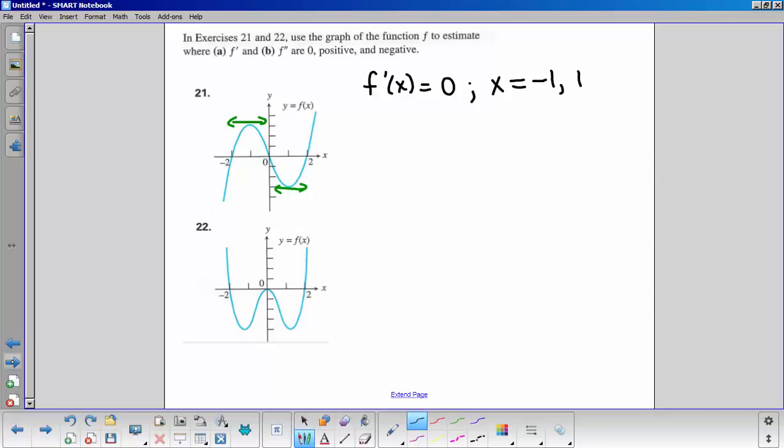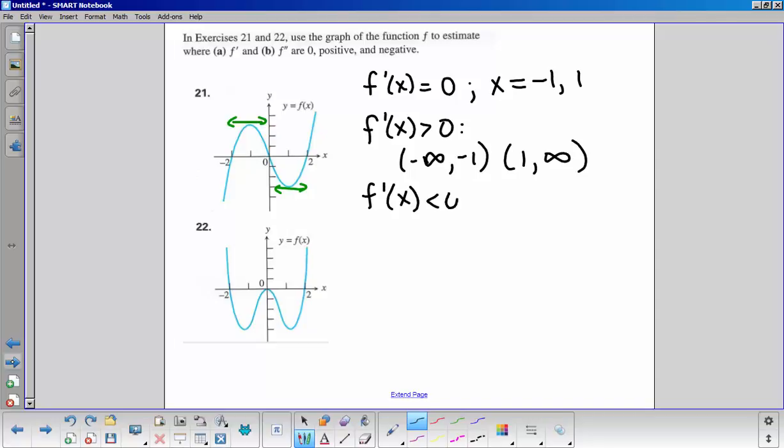All right, so I want to know when f prime of x is greater than 0. That's when I have positive tangent line slopes. Where's that happening? From negative infinity to? Good. So negative infinity to negative 1. Where else? 1 to infinity. Good. Where's f prime of x less than 0? Negative 1 to 1. Yes. You follow that? All right.